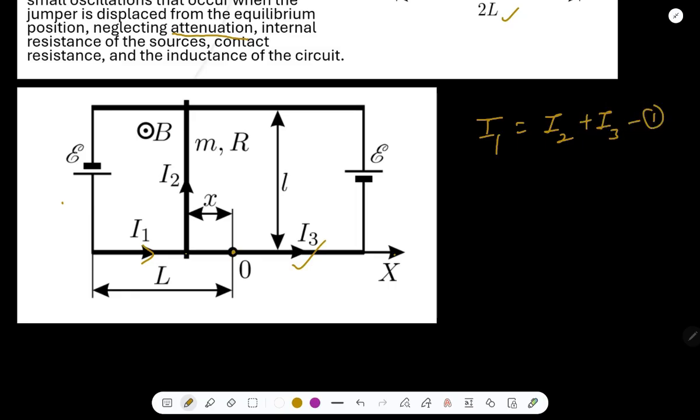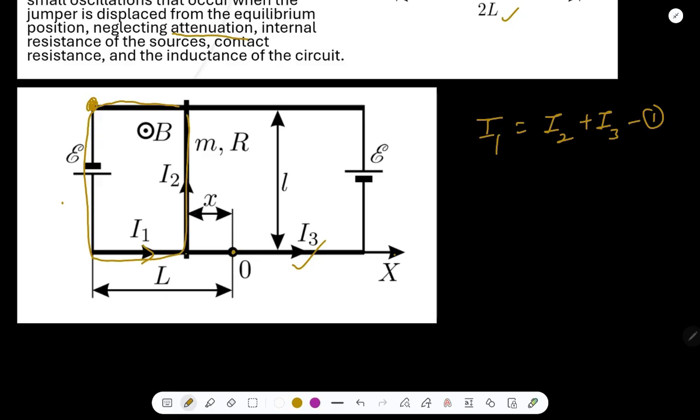Finally, we got our first equation. And we can also apply Kirchhoff's second law. So let me write down the equation for this part of the circuit, starting from anywhere and just moving in a loop.